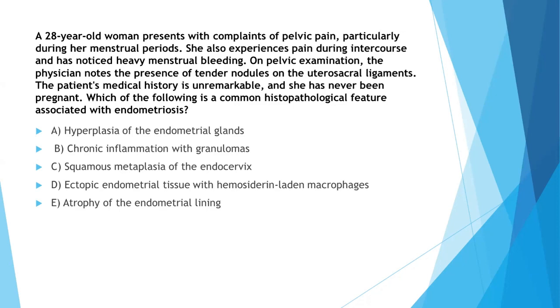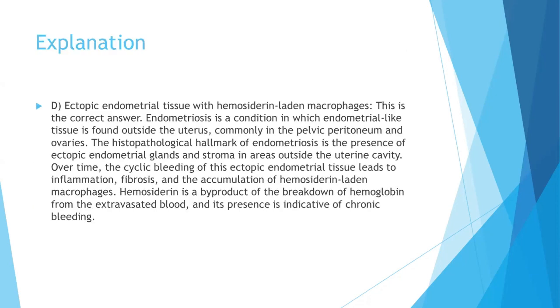Which of the following is the most common histopathological feature associated with endometriosis? Hyperplasia of the endometrial glands, chronic inflammation with granulomas, squamous metaplasia of the endocervix, ectopic endometrial tissue with hemosiderin-laden macrophages, atrophy of the endometrial lining. So, option D is the correct answer.